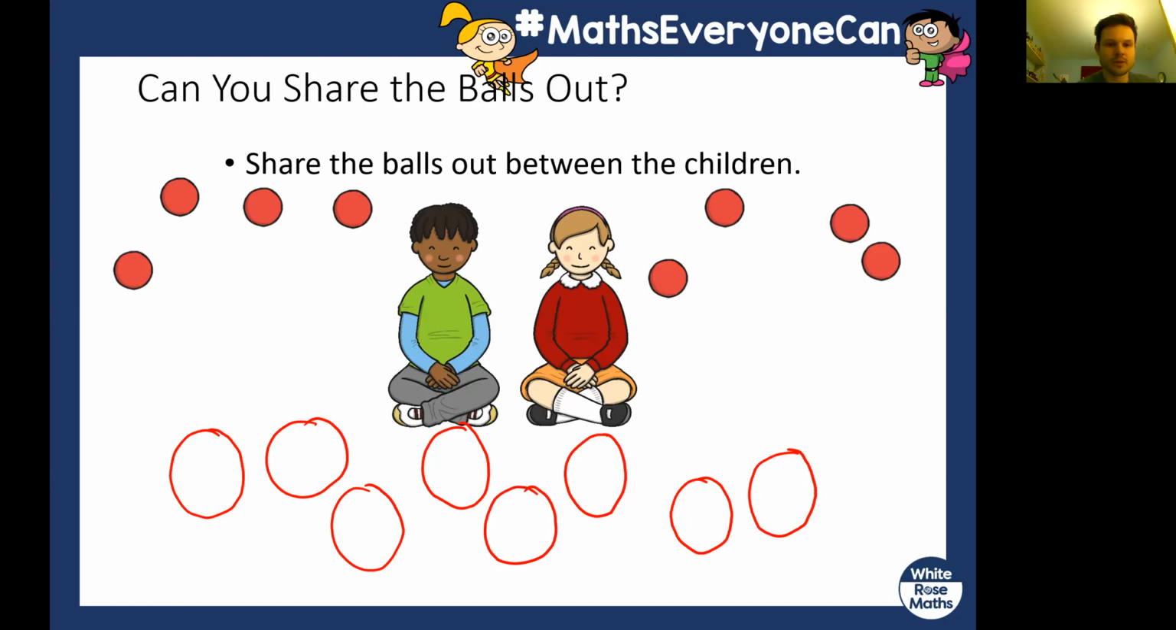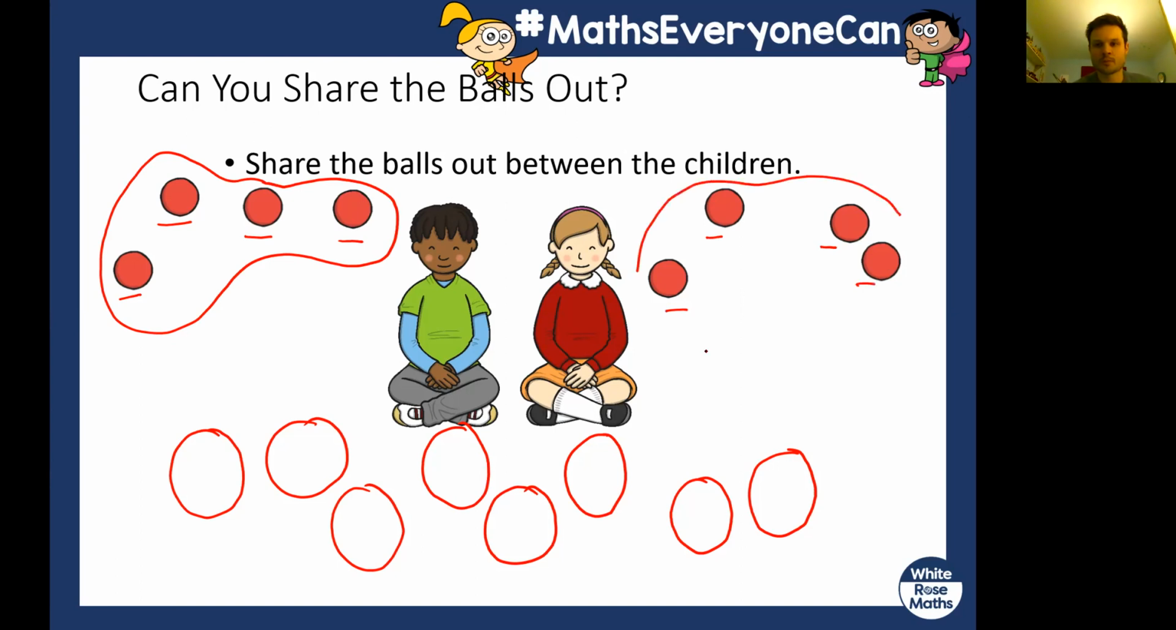So let's count them. We've got 1, 2, 3, 4. 4 balls to the boy, and 1, 2, 3, 4. 4 balls to the girl. Okay, they have 4 each, which means that's fair, and they have the same amount.